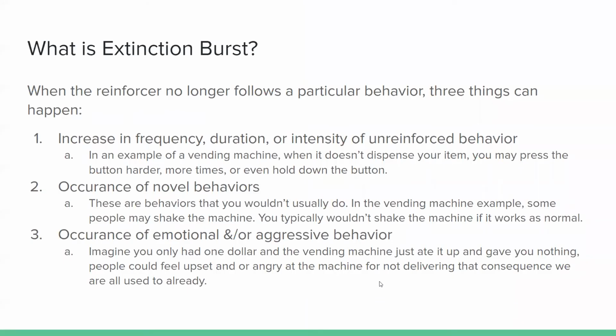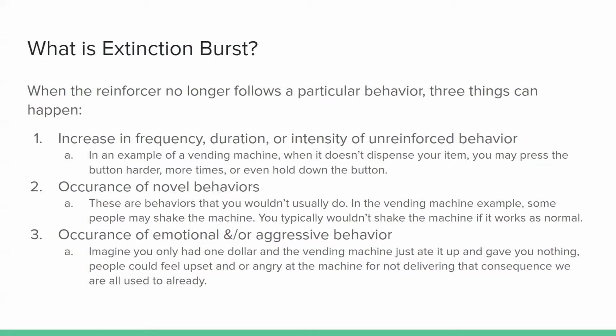And then we have extinction burst. This is when the reinforcer no longer follows a particular behavior, and three main things can happen. One, there can be an increase in frequency, duration, or intensity of the unreinforced behavior. For this page, we have the example of a vending machine. When it doesn't dispense your item, you may press the button harder, more times, or even hold down the button, hoping that the consequence of getting your item would come out.